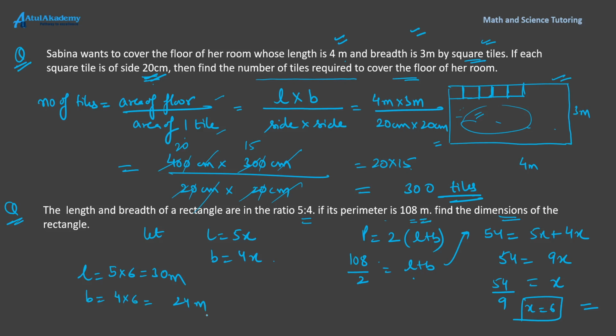Okay. There is one more way of doing it. You divide this perimeter first by 2, you'll get 54. Then you know the ratio, 5 plus 4 is 9. So 5 by 9 into 54 will give you length. 4 by 9 of 54 will give you breadth. There are different ways of doing it. It's your wish which way you find it easier. Okay, students, I hope this is clear.